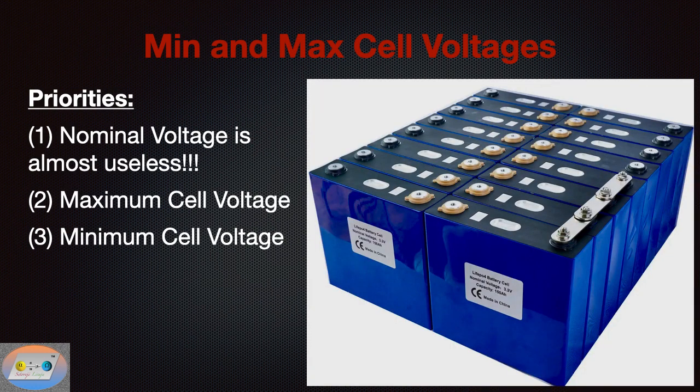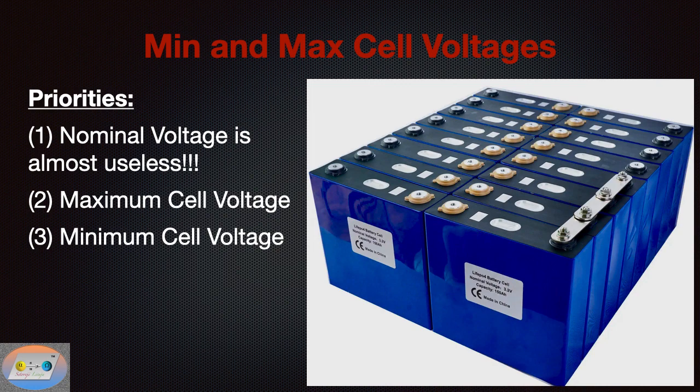So let's take a look at some cell stuff here. So here is a pack of cells. I think somebody tried to assemble a few of them halfway. The priority is minimum cell voltage and maximum cell voltage. You're going to have to sometimes look for this because sometimes it's not written on the cell itself.